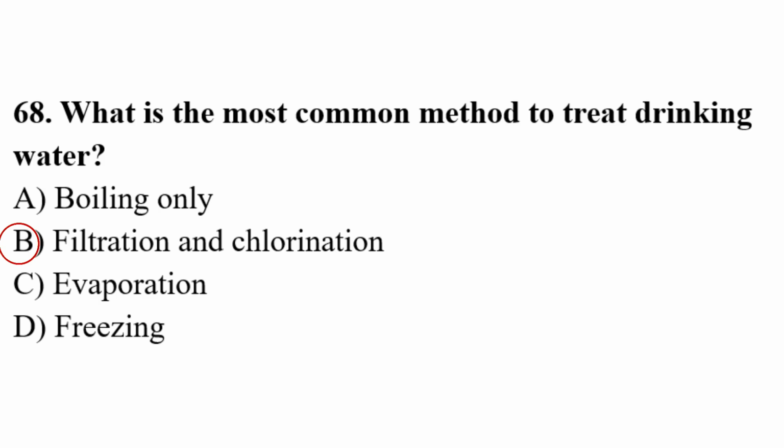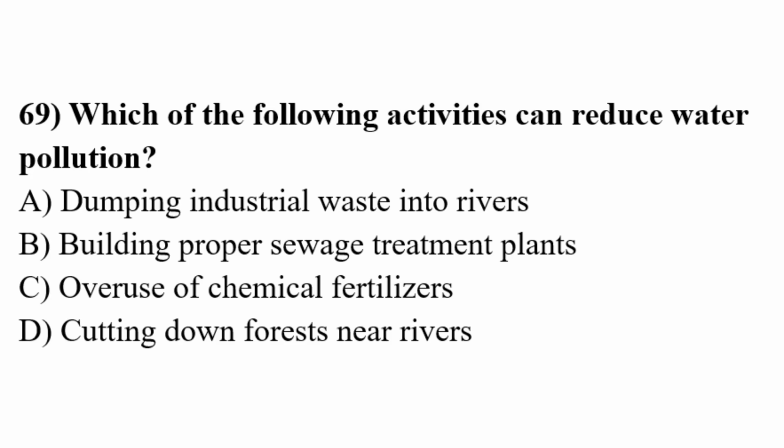Answer: B. Filtration and chlorination. 69. Which of the following activities can reduce water pollution? A. Dumping industrial waste into rivers. B. Building proper sewage treatment plants. C. Overuse of chemical fertilizers. D. Cutting down forests near rivers.